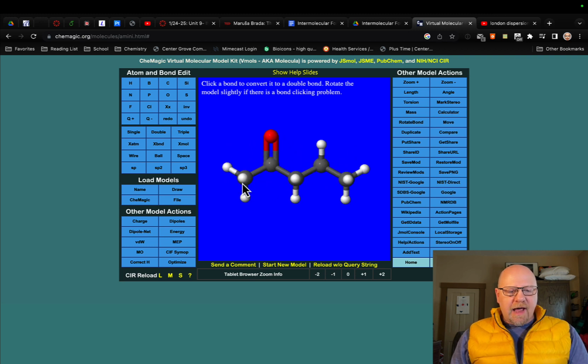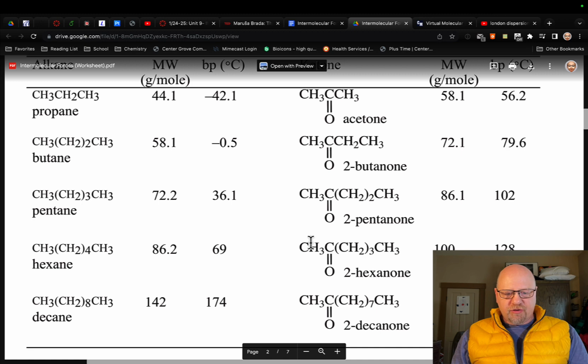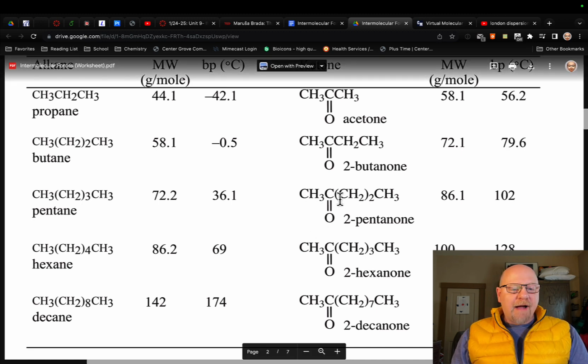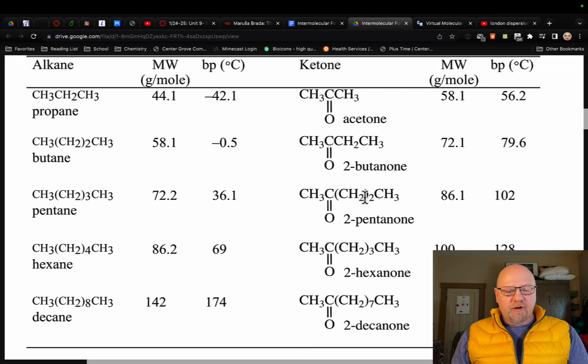So now I have 5 carbons in a row. I have my CH3. I have my carbon with the oxygen on it. I have 2 carbons with 2 hydrogens on it, and I have my CH3.